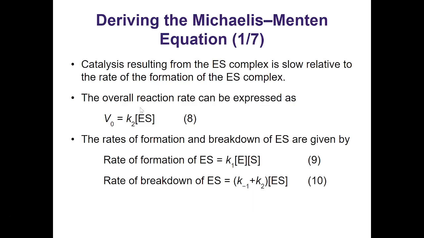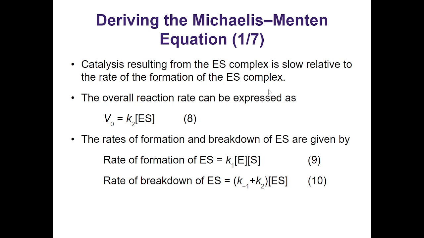Okay, this is actually what this looks like. So the catalysis results from the ES complex is slow relative to the rate of formation of our ES complex. Typically what happens is the ES complex forms very fast, and it takes a lot more energy to go ahead and do the reaction. Okay? The overall energy is an activation energy. In case that wasn't clear.